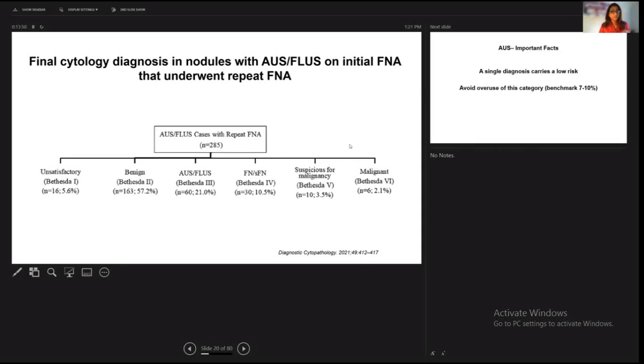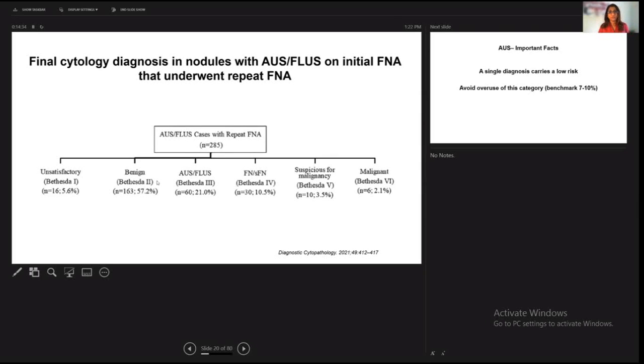So this was a study, it's very recent, probably one of the most recent papers in 2021, that talks about the final cytologic diagnosis in nodules with AUS/FLUS on initial FNA that underwent repeat FNA. Among 285 cases, I think this was a study from Spain, these authors show that a large part of these AUS/FLUS on repeat FNA tended to be benign, and only very few were repeat AUS/FLUS, about 21%. But a large share of it is benign. So that is actually the real reality with AUS/FLUS.